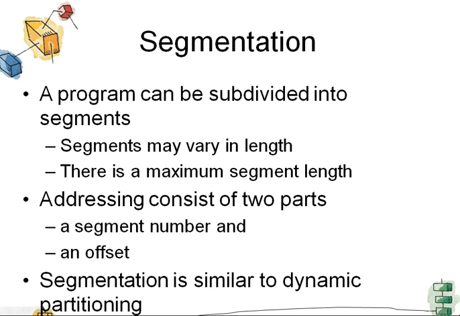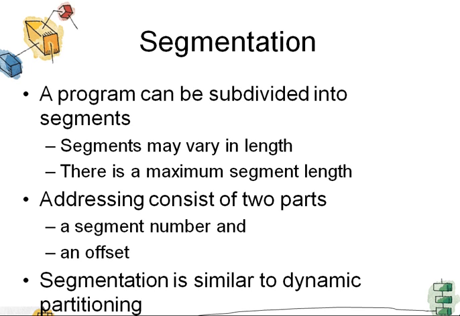Now the next point here is segmentation. In segmentation, we can divide a program into segments. Now segments may vary in length. Like in paging, we divided the program into equal size chunks, that is called a page. Here we can implement segmentation and we can divide the program into segments. There is no such condition on segments that they should be of the same size. The segments may vary in length.